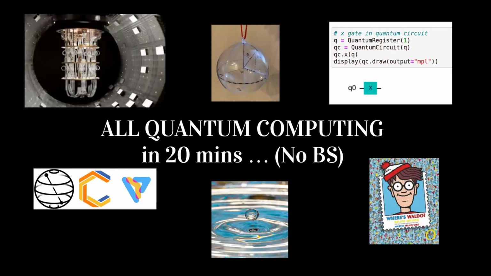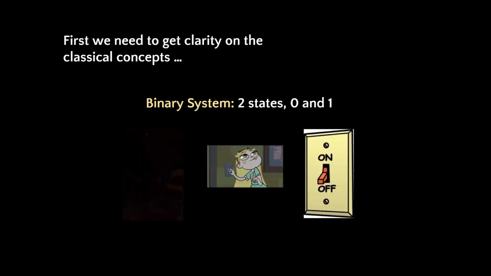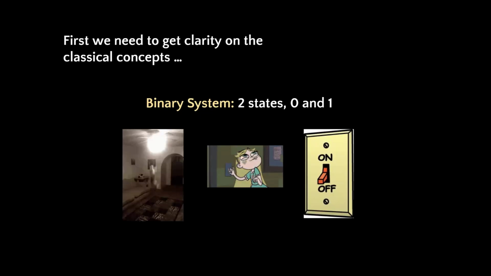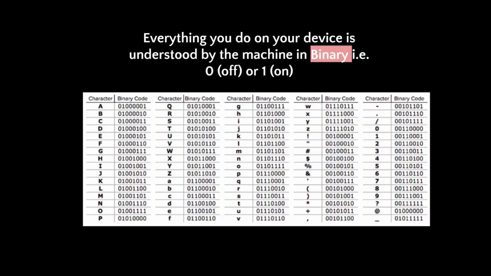All quantum computing in 20 minutes. To start with this, we first need to understand classical computing. And it is just two states, 0 or 1. The light will be on or off, and this is what binary is.